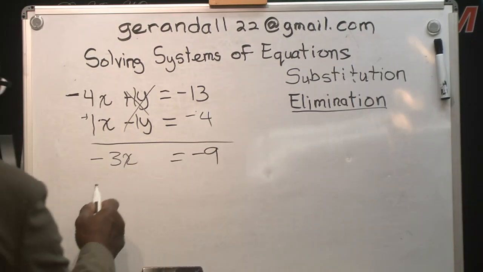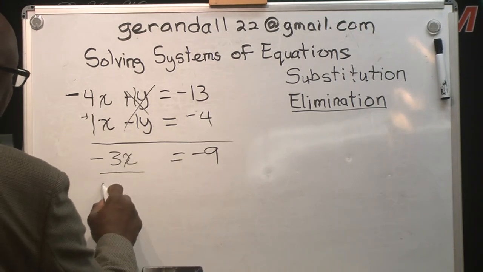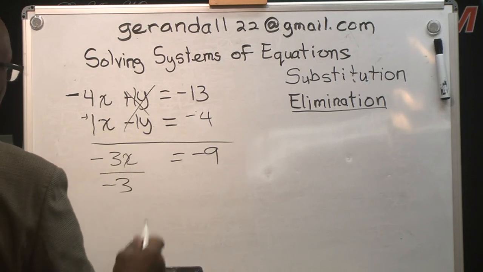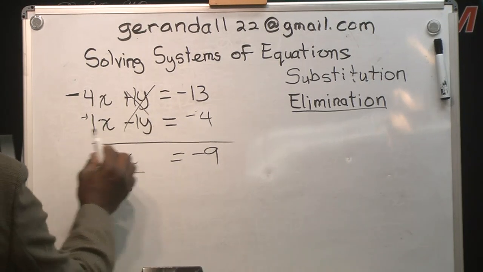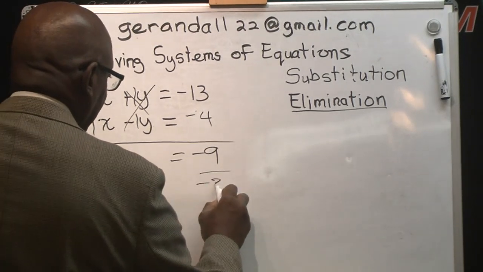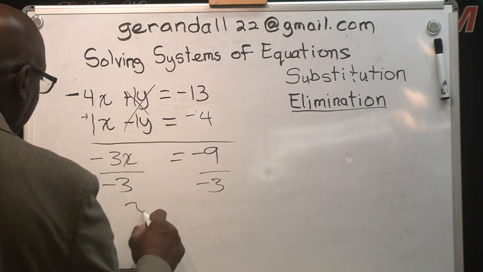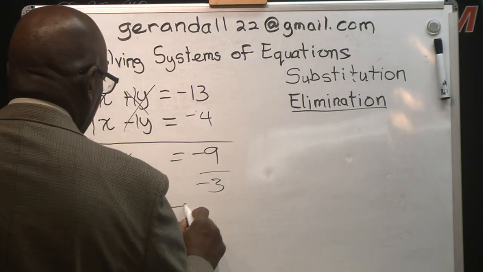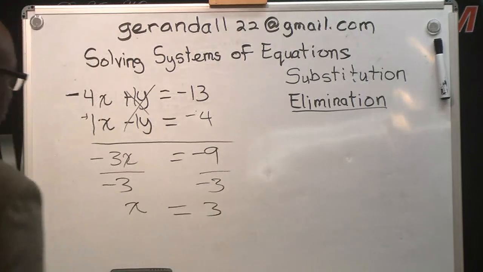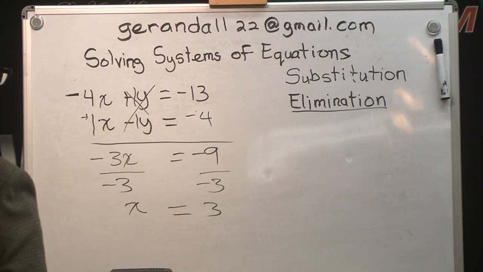Now we're solving for x. How do you undo multiplication? We divide by negative 3. Whatever you do to one side of the equal sign, you must do to the other. So we divide by negative 3, and that says that we're left with x, and x equals 3. So we found the value of one of these particular variables.